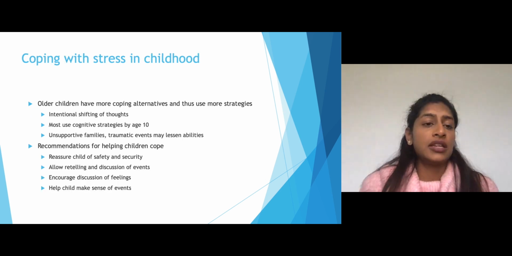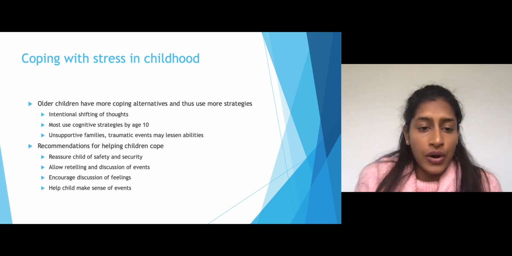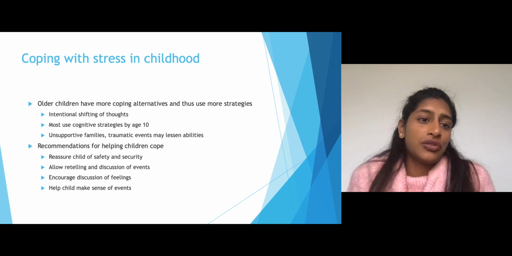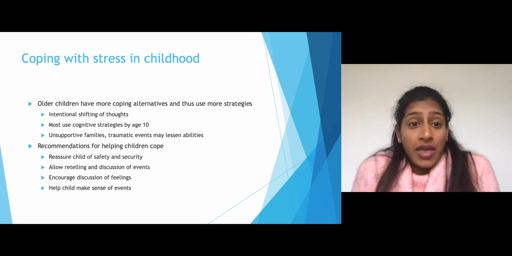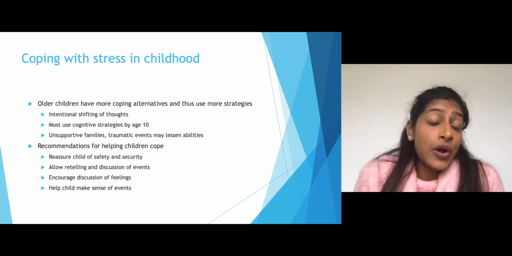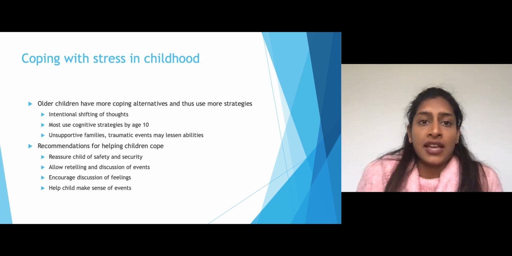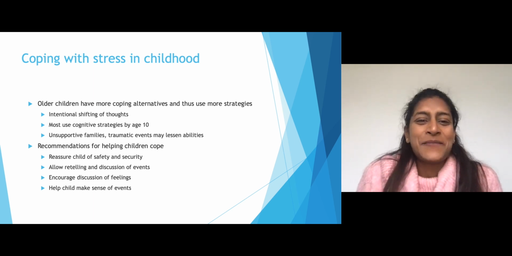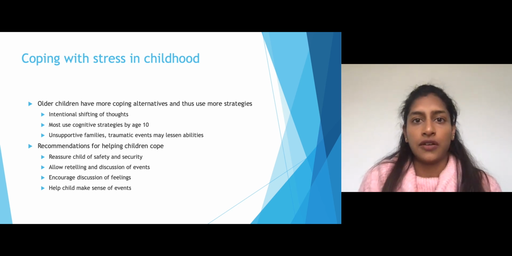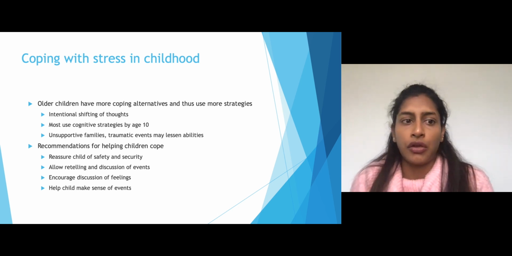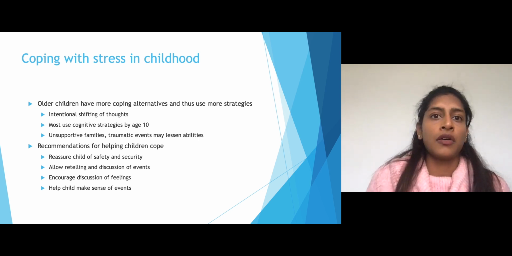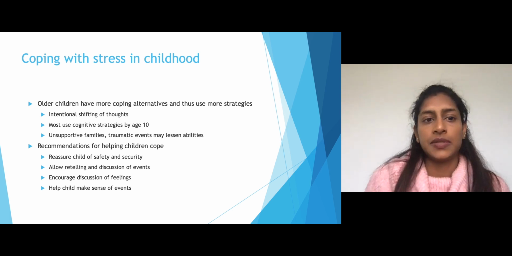Moving into childhood, or in this case, looking at older children, our older children now have coping alternatives, or they have learned coping alternatives. And because they've learned more coping alternatives, they're more effective at using these as strategies, right? So now you've got more of this intentional shift of how they're processing those feelings or the thoughts they have. Most children by age 10 are very good at using these different types of strategies.